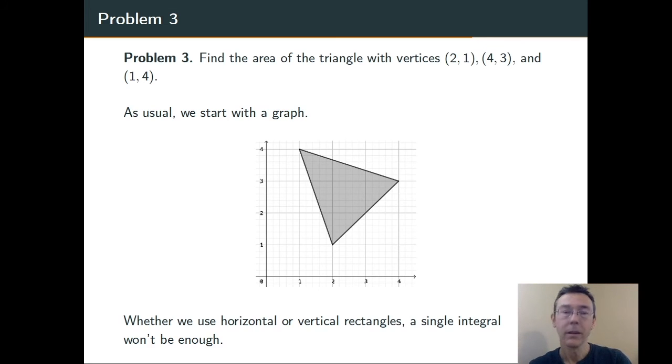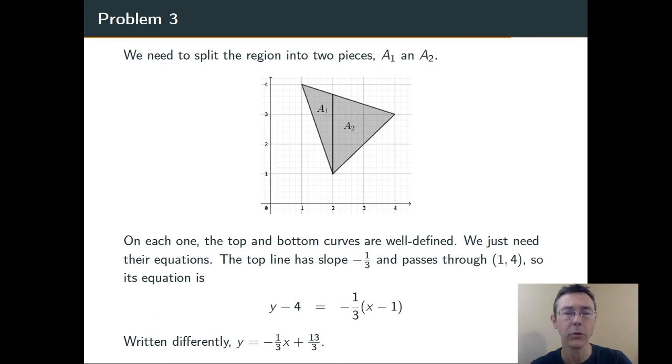Here's the picture. Looking at it right away, we can see that not only is there not a consistent top curve and bottom curve on this graph, there's not a consistent left curve and right curve on this graph. So we're going to need to write two integrals, whether we do this with vertical rectangles or horizontal rectangles. So let's do it with vertical ones.